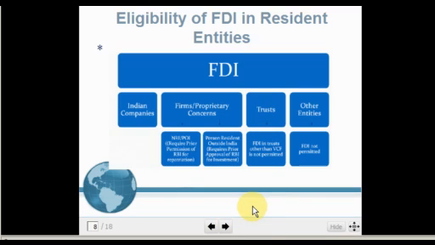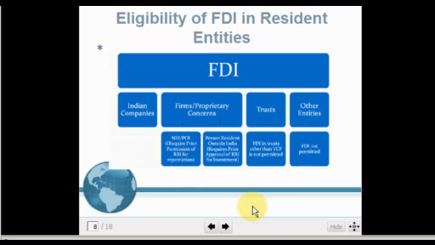The eligibility of foreign direct investment in resident entities is mainly covered under Indian companies, firms and proprietary concerns, trusts and other entities. All these entities, other than other entities, are allowed to go for FDI. In other entities, FDI is not permitted. So when we discuss foreign direct investment, we will be considering Indian companies or firms or proprietary concerns or trusts who can receive foreign direct investment in India.